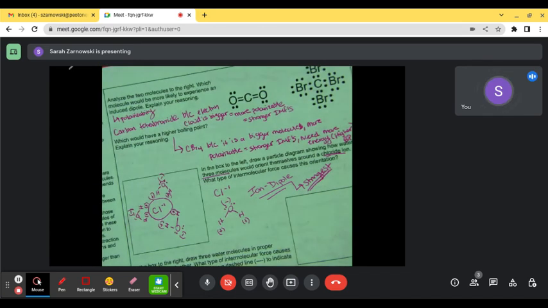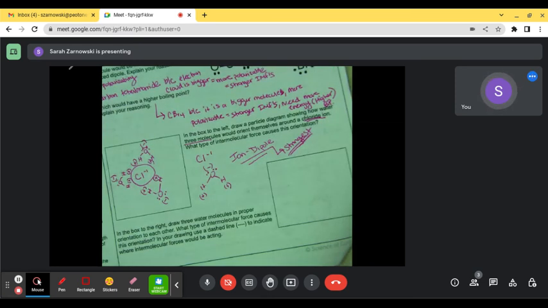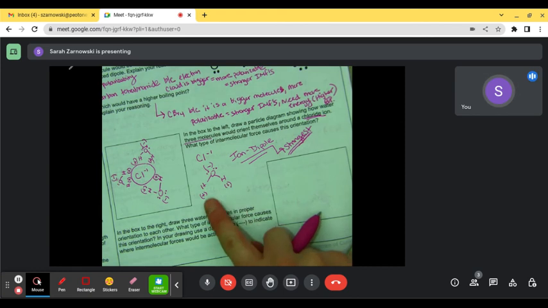Okay. The next one on the bottom here says, in the box to the right, draw 3 water molecules in proper orientation to each other. What type of IMF causes this orientation? And use your drawing to indicate the intermolecular force. Okay, so it says we need 3 water molecules. Well, we drew water. We already labeled that that's the positive and negative.